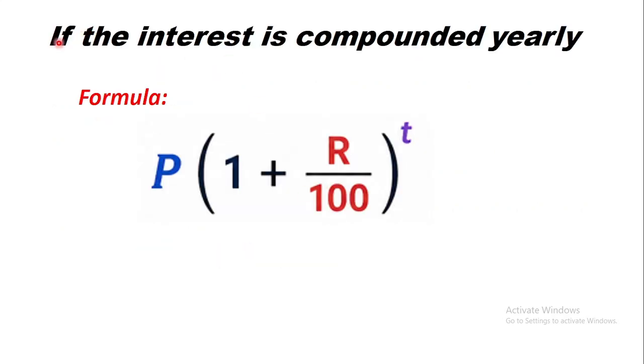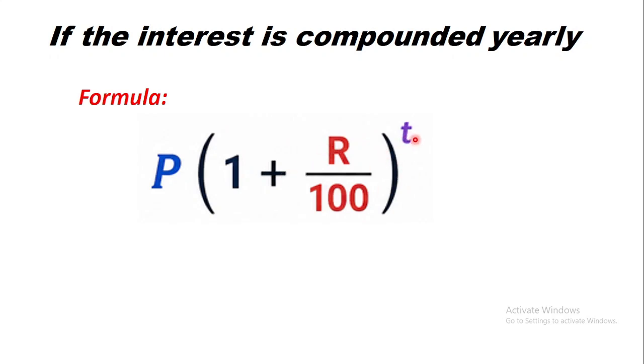All right, so if the interest is compounded yearly, that means that every year the interest is compounded. Then this is going to be your formula, and this is a pretty popular formula that some persons would have been exposed to. So that's P multiplied by, in brackets, 1 plus R over 100, raised to the power of T.